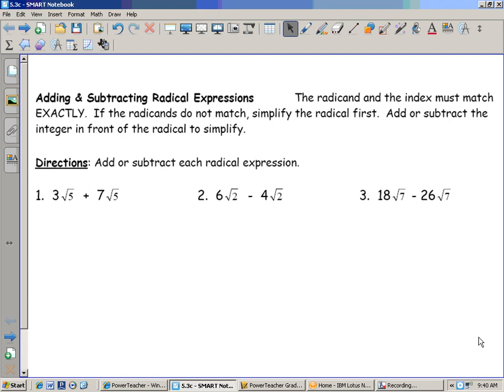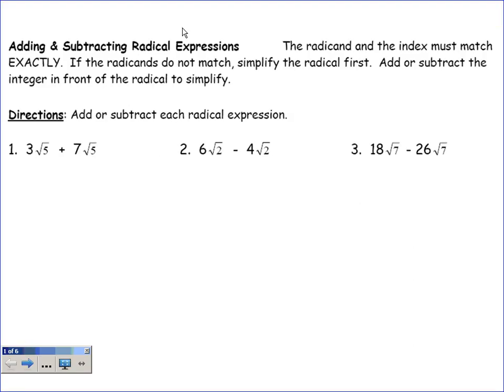Today, guys, we are looking at adding and subtracting radical expressions. You've already read this paragraph here. It says the radicand and the index must match exactly. If the radicands do not match, simplify the radical first. Add or subtract the integer in front of the radical to simplify.